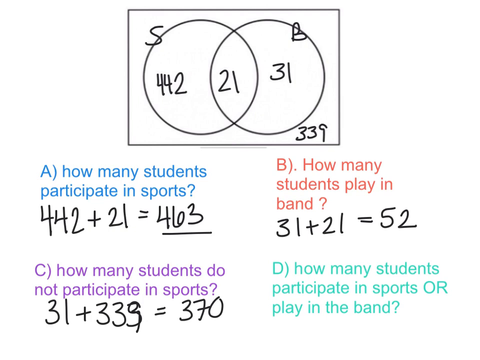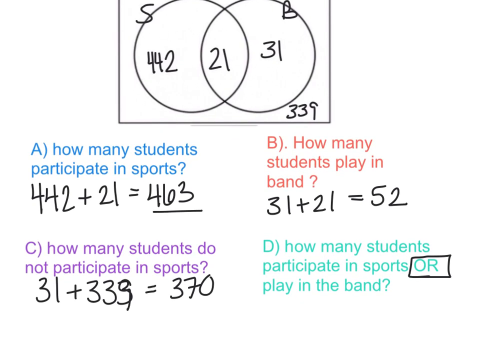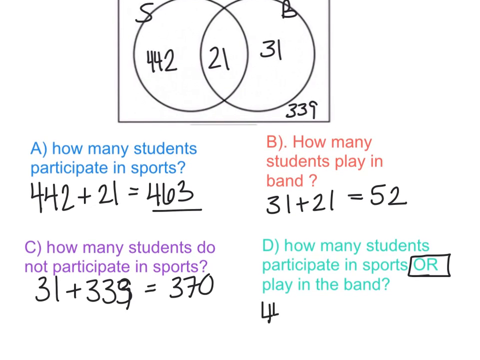Now, notice as you write this question down, I want you to put this in a capital and box it. How many students participate in sports or play in the band? So you could be in the sports circle or the band circle. I would take the 442, so that's the sports only, plus the band only, plus the overlapping section of 21. So I would say that's 494 students total that are in sports or band. Notice and is just the overlapping, but the or is all of this.